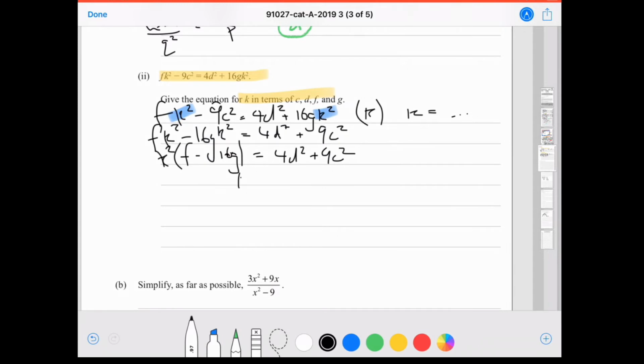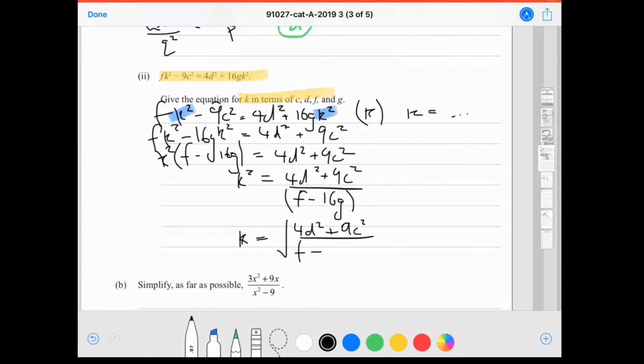And now we can say k squared equals 4d squared plus 9c squared, and we're multiplying on the left hand side, so we're going to divide by f minus 16g on the right hand side. So f minus 16g, and of course this is all trying to get k by itself. We're trying to get k as a subject, but we've got k squared here. To get k on its own, we're going to do the opposite of squaring. We're going to square root both sides, so eventually we're going to end up with k equals the square root of basically 4d squared plus 9c squared over f minus 16g.